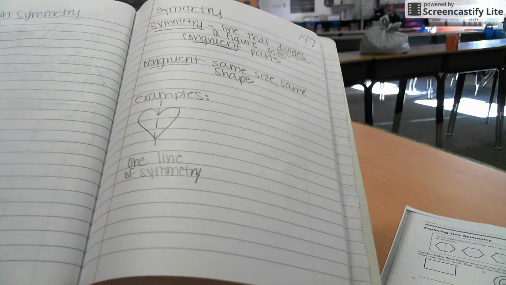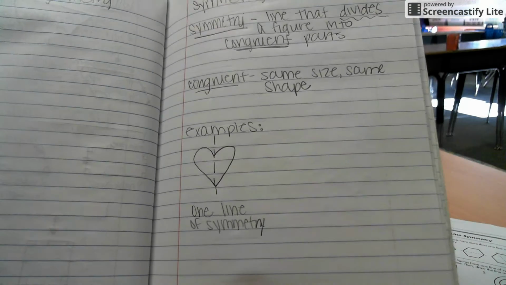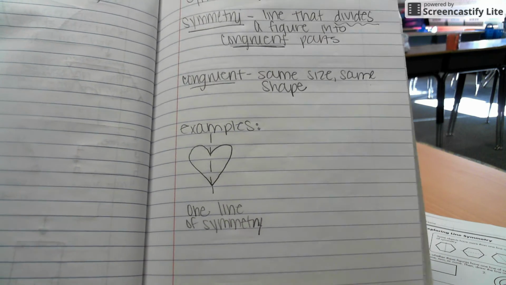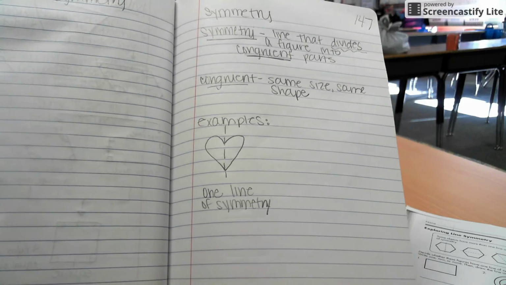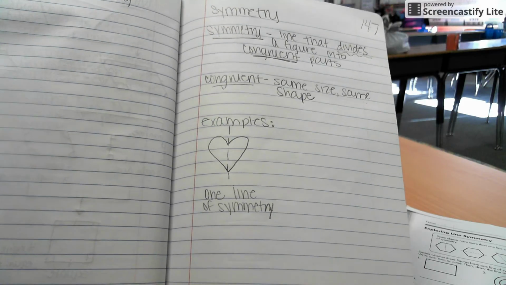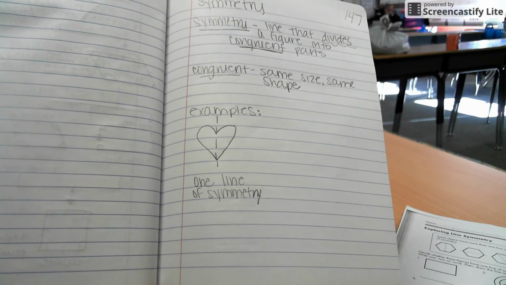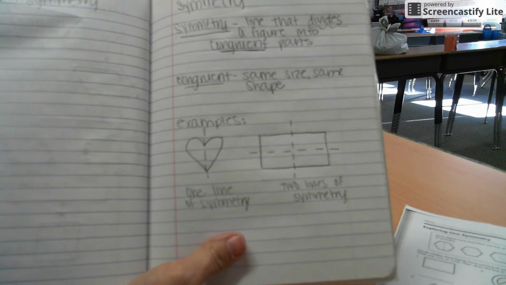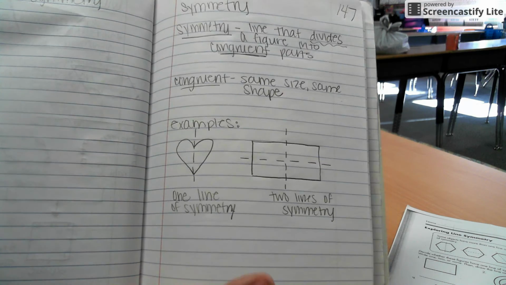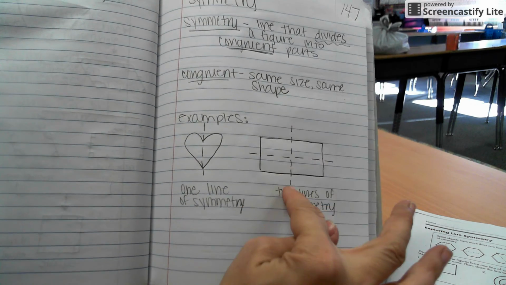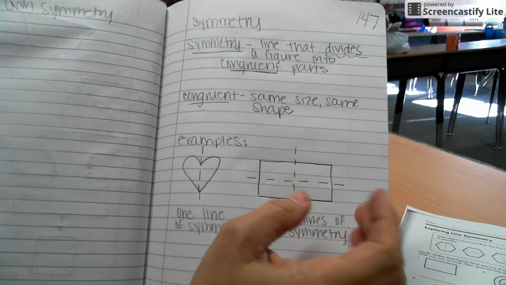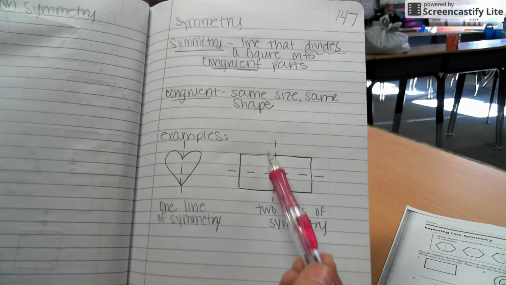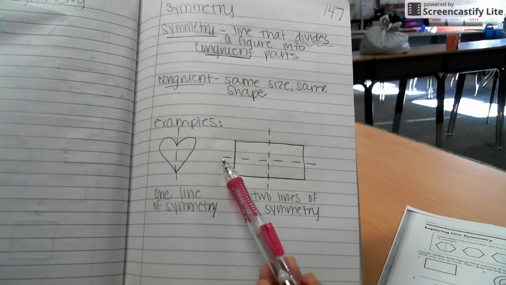So for examples, I'm going to draw that heart that we just talked about, and I'm going to draw my line of symmetry down the middle. So my heart has one line of symmetry, but some shapes have more than one, and that's what we're going to look at next. All right, so my next example is a rectangle. Now my rectangle has two lines of symmetry because I can fold it in half long way. I could fold it in half horizontally, vertically, to where I'd get one line of symmetry here. I could get one here.